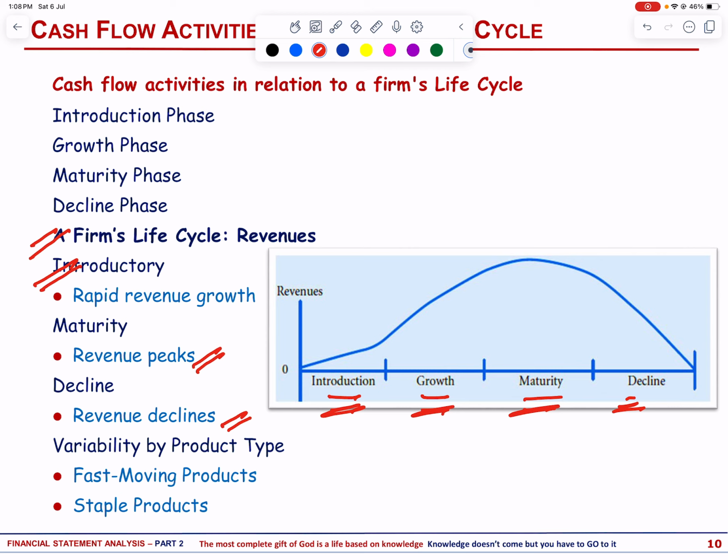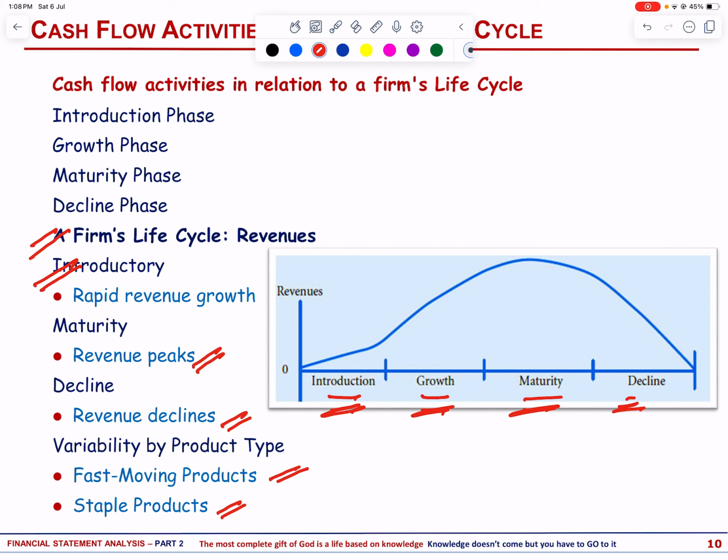Some products may undergo renewal or adaptation to extend their life cycle, and it can happen in some industries and companies. Now, fast moving products such as semiconductors or fashion items, they experience quick transitions through phases due to technological changes or trends. However, staple products like Coca-Cola or Advil, they remain in maturity for extended periods due to consistent demand.